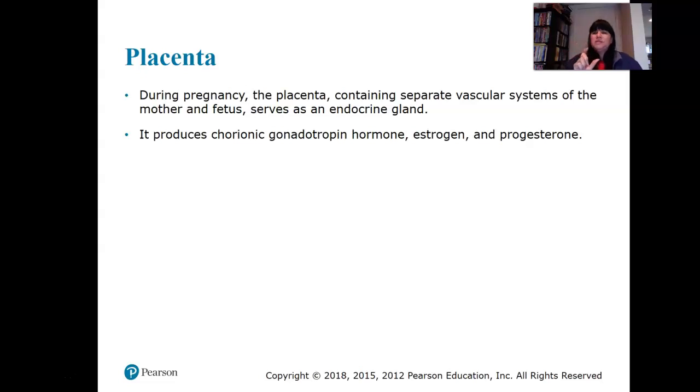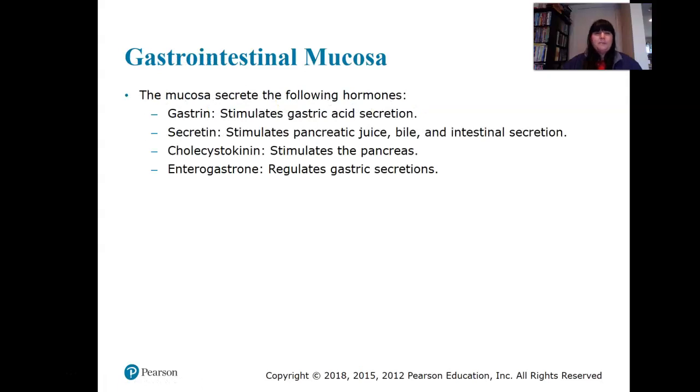But the placenta releases hormones. After about the third month of pregnancy, or gestation, that's the word we use, the placenta takes over and it releases hormones to maintain the pregnancy. So it says during pregnancy, placenta contains vascular systems of mother and fetus, serves as an endocrine gland, produces chorionic gonadotropin hormone, estrogen, and progesterone. So progesterone is what maintains the uterus. Chorionic gonadotropin hormone, CGH, that is what they test for when they test for pregnancy, that hormone in the blood.